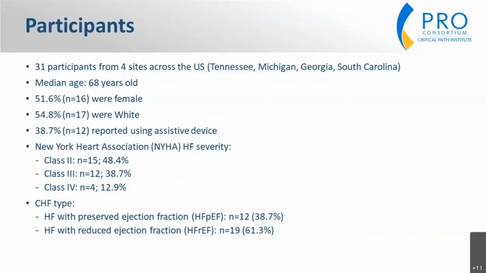The 31 participants in the study were recruited from sites across the United States. The median age was 68 years old. Approximately half were female and approximately half were white. 40% reported using an assistive device and 60% had heart failure with reduced ejection fraction. The distribution across severity is reflective of what you would expect in that population.